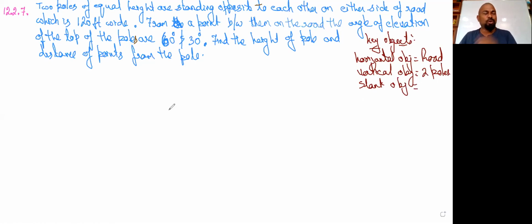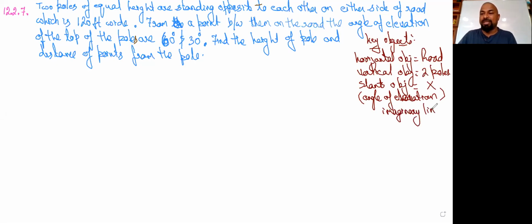For slant objects, we don't have any rope, thread, or ladder. We don't have any slant object. Therefore, instead of a slant object, we take the angle of elevation, and that too is an imaginary line. You have to remember this one.